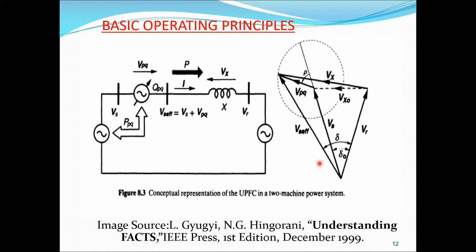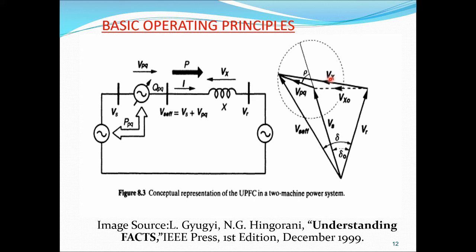Observe the phasors. Initially, between VS and VR we have some angle, delta naught, and the new angle here is delta. Initially the voltage here is Vx naught, the initial voltage. But now I would like to improve that voltage profile, so combine this VSEF to the point of VR. This is the new voltage, Vx.